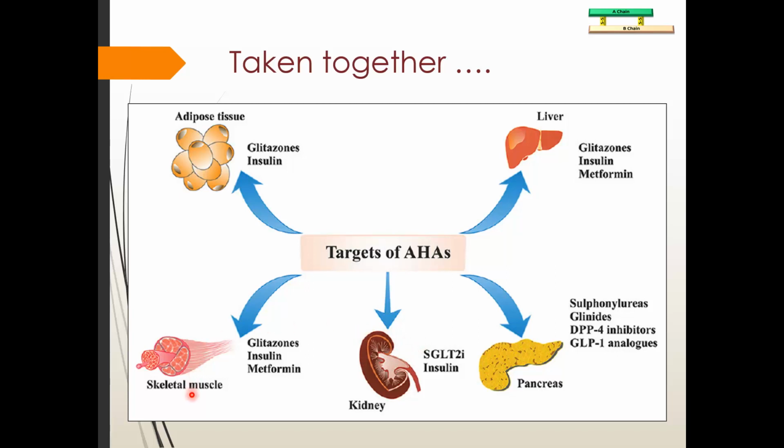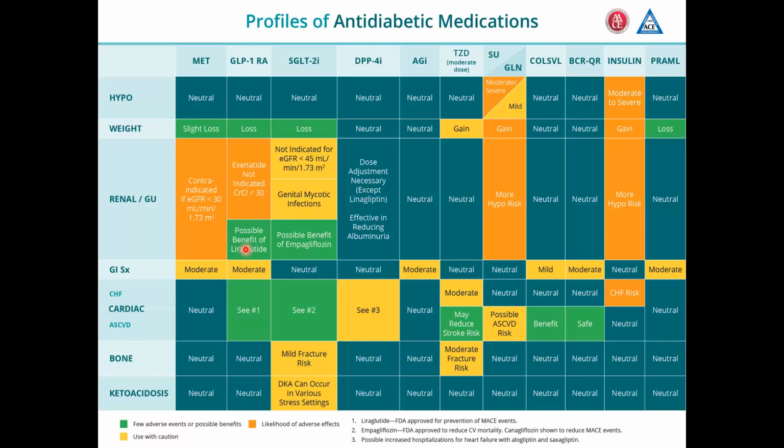And skeletal muscle is another target organ like adipose tissue, again glitazones, insulin, and metformin act on skeletal muscle. So these are all the targets of anti-hyperglycemic agents, and you have to remember the names and mechanisms of action of all of them. And in short, you have to remember some other features like their action on weight gain or weight loss.